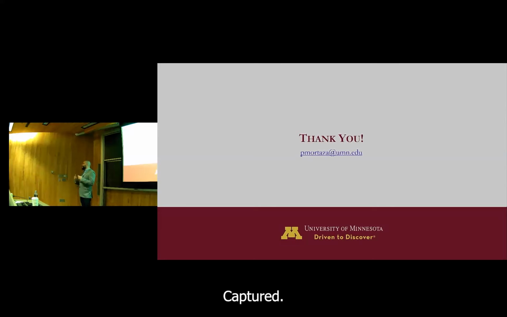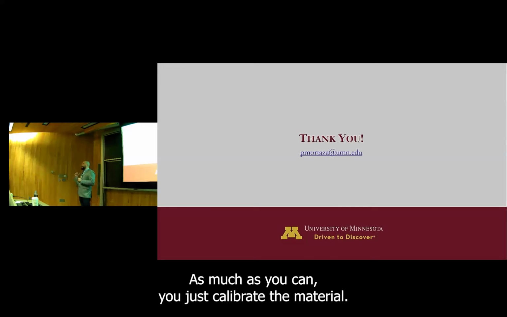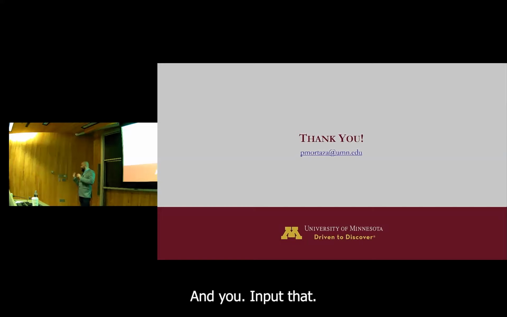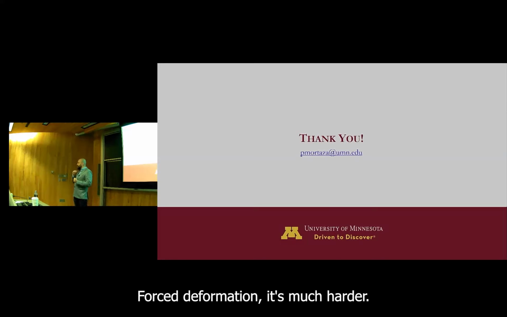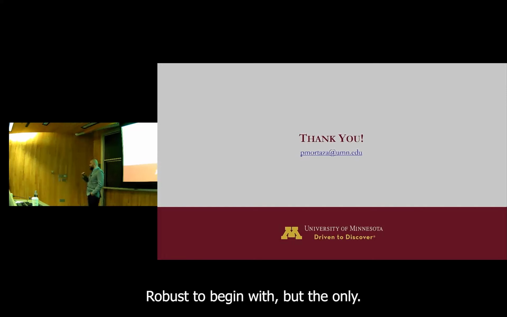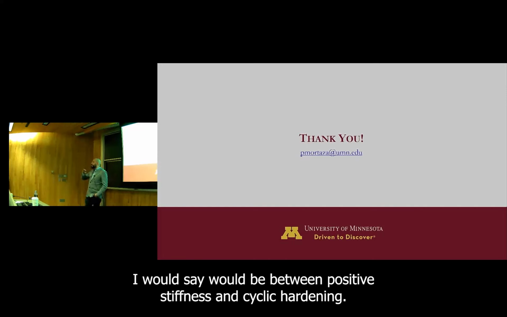So when you capture the mechanics of the system in your model as much as you can, you just calibrate material and input that. The rest is taken care of by your model, right? You only have uncertainty in the material. But in cases where you have a stick element, force deformation, it's much harder. So coming back to it here, because we had fiber sections, the numerical model was more robust to begin with. But the only improvement I would say would be between post-yield stiffness and cyclic hardening.